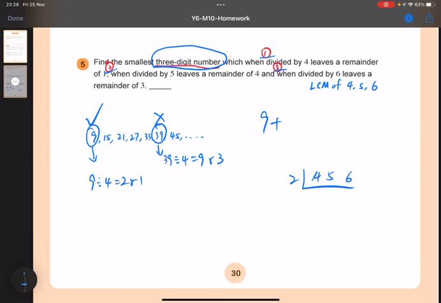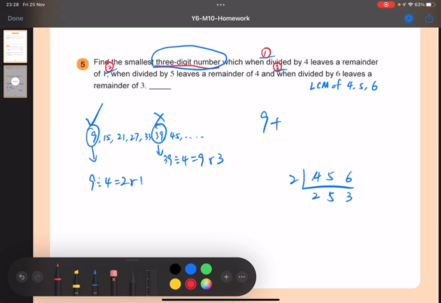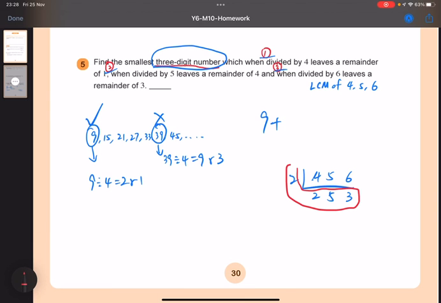So divide all the 3 numbers by 2. The quotient goes below. 4 divided by 2 is 2. 6 divided by 2 is 3. 5 is not divisible by 2, so it just goes straight below. And then all the numbers on the outskirts, we multiply them together. So 2 times 2 times 5 times 3. This will give us the LCM among 4, 5, and 6. 2 times 2 is 4. 4 times 5 is 20. 20 times 3 is 60. So the LCM is going to be 60.